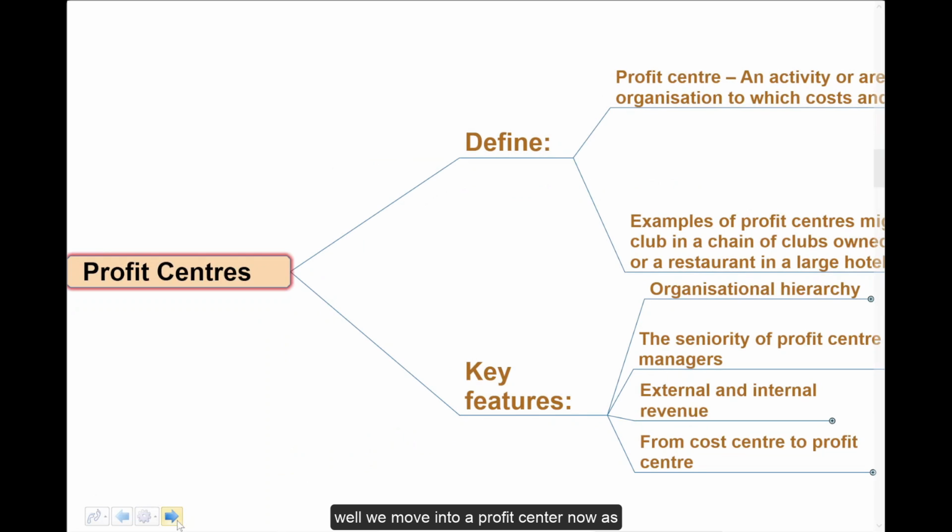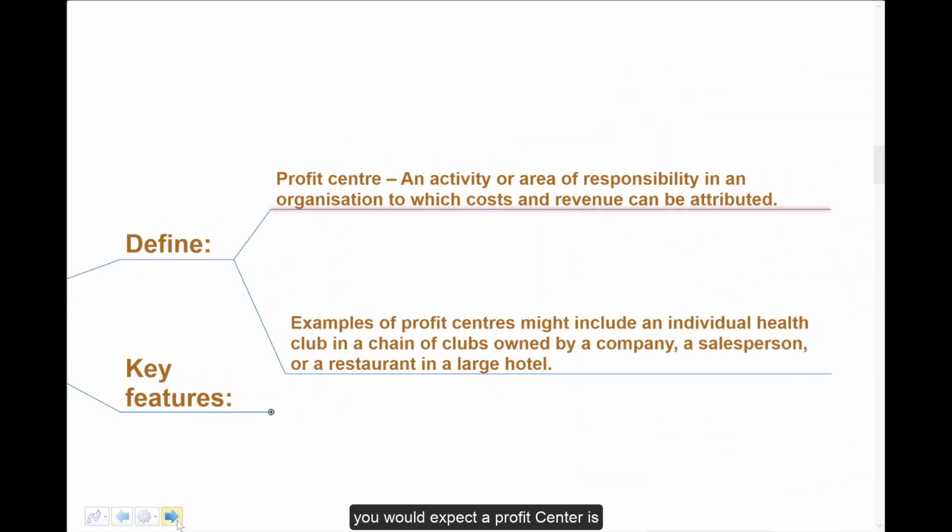Well, we move into a profit center. Now, as you would expect, a profit center is really, again, an activity or area where the relevant manager is responsible for costs and revenues. So we can directly attribute costs and revenues to that particular activity or that particular area of responsibility. An example might be, let's say, an individual health club in a chain of clubs owned by a company. Let's say a salesperson, or even a restaurant in a large hotel responsible for driving throughput in terms of customers and also the costs associated with that.